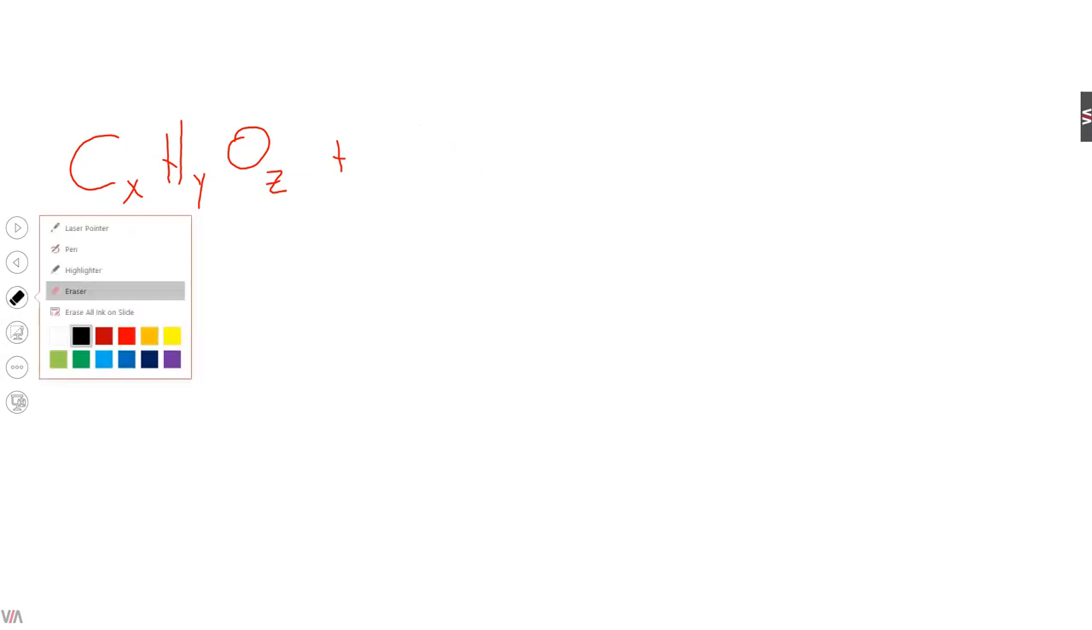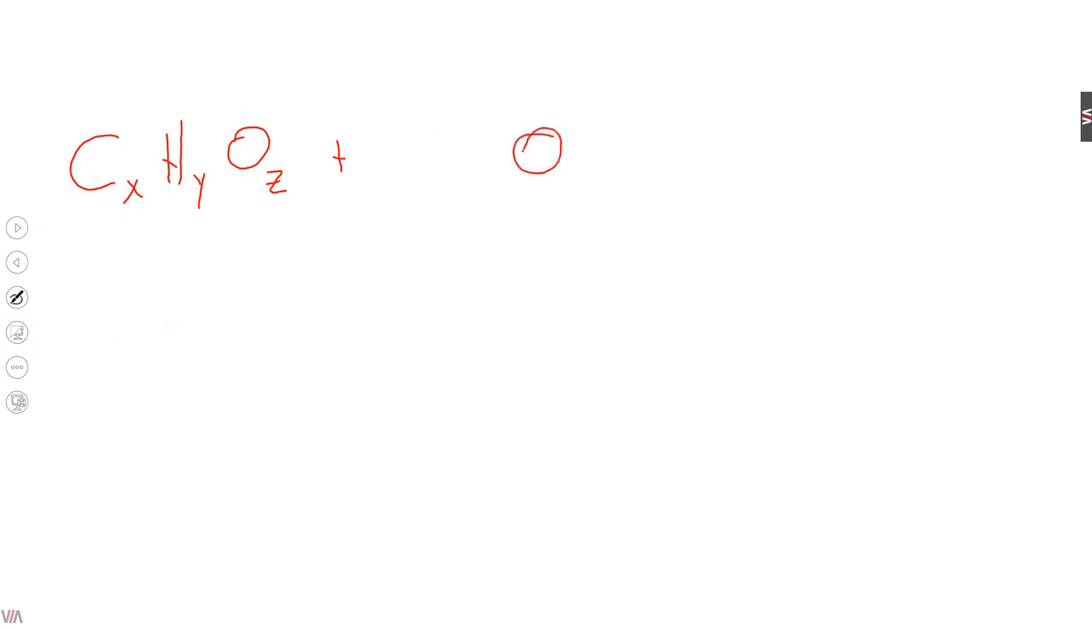Give myself more room there, since we need it in a minute. And we know when we burn it, if we burn it completely, we're going to get CO2 and water, right? One of the first reactions we learned about back in Gen Chem. How would you balance this?